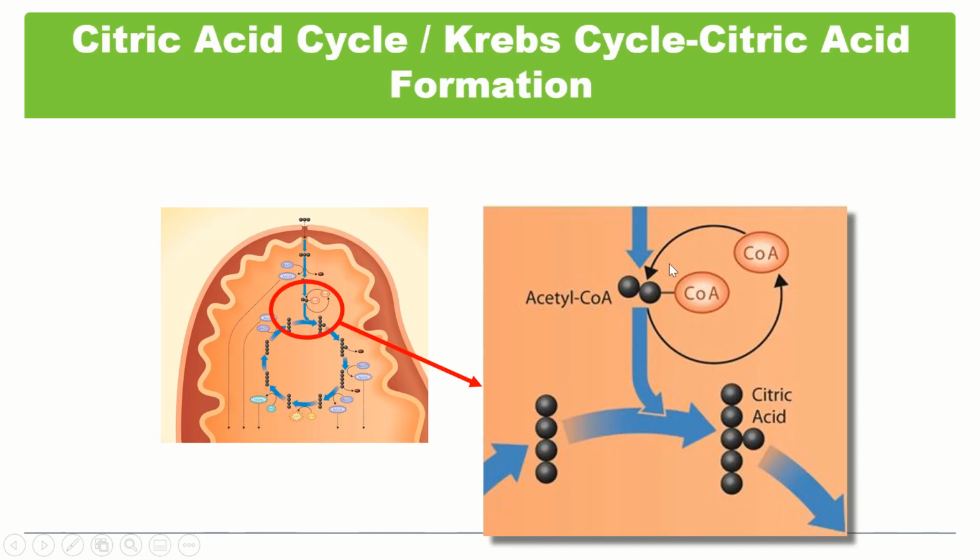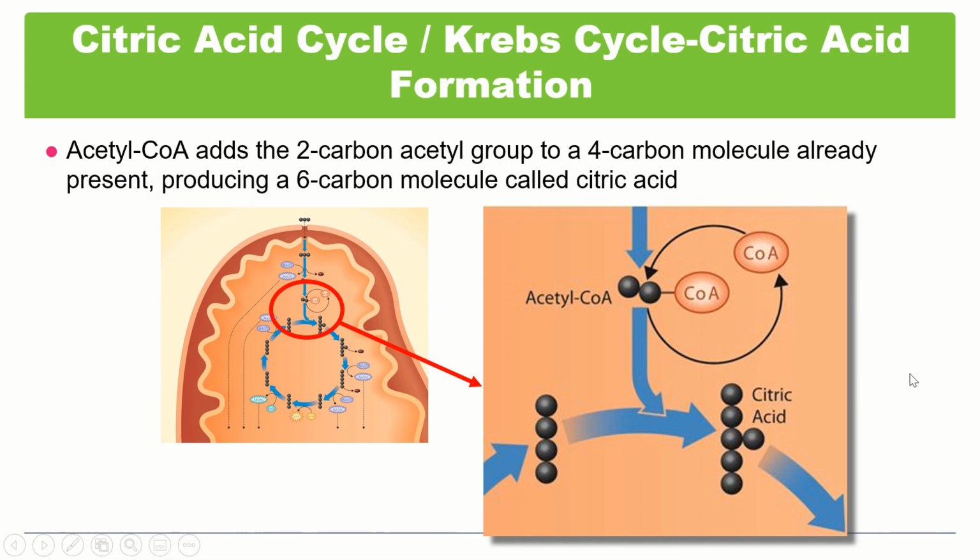So the first part of this, as we said, is to add in the acetyl group. There's a 4-carbon molecule that's left in this cycle floating around the mitochondrial matrix. It is going to combine with that acetyl group, and you're left with this 6-carbon citric acid. So that's the first step here. Oh, and there's the information on the slide. So acetyl-CoA adds the 2-carbon acetyl group to a 4-carbon molecule already present, producing a 6-carbon molecule called citric acid. Hence why one of the names of this is the citric acid cycle.